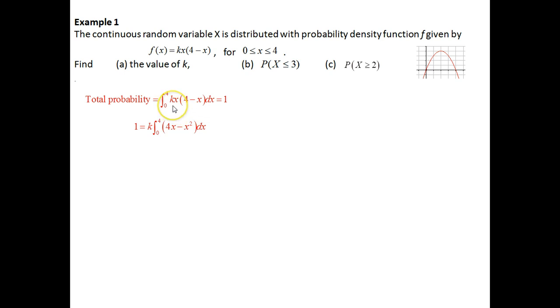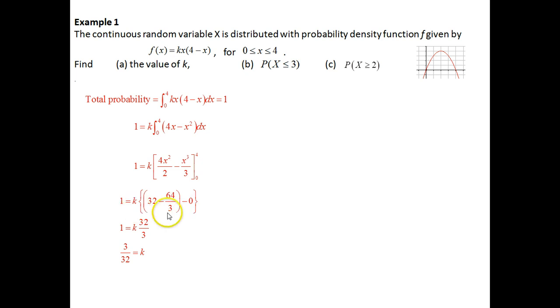Take the k out as it's a constant, and I want to integrate 4x minus x squared, which gives me 4x squared over 2 minus x cubed over 3, and I want that between 0 and 4. So I put the 4 in first and take away the value for 0. 4 in, I've got 4 times 4 squared divided by 2 gives me 32. 4 cubed divided by 3 gives me that. Put a 0 in and I get a 0.